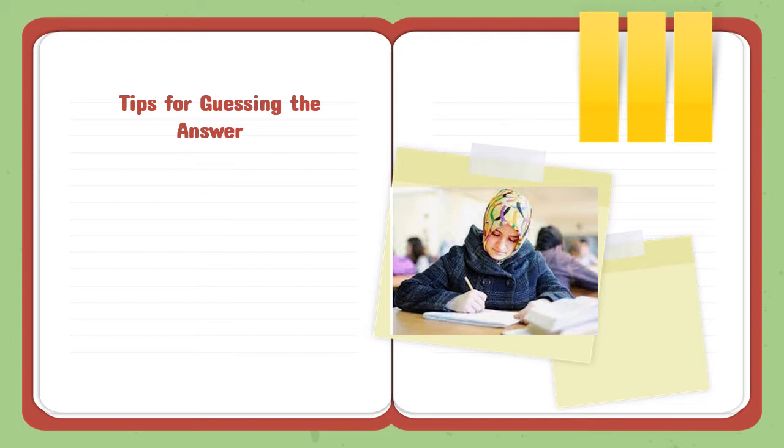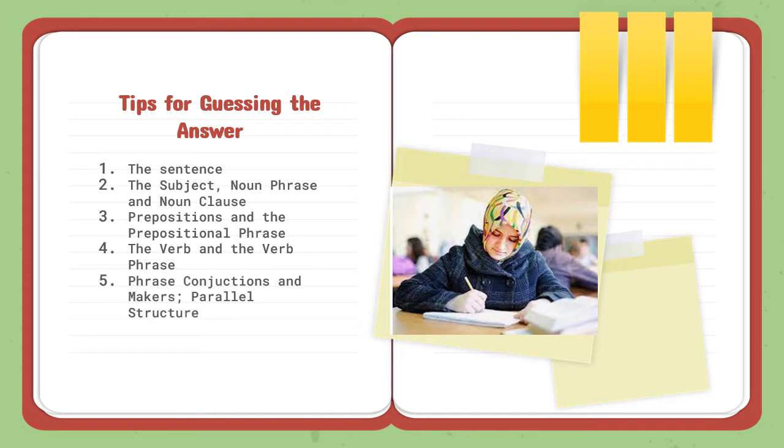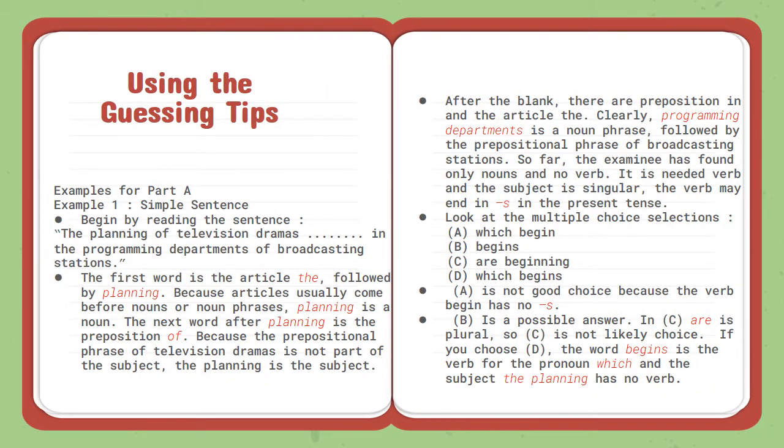Okay, now let's take a look at the tips for guessing the answer. First, we must pay attention to the sentence: the subject, noun phrase and noun clause, prepositions and the prepositional phrase, the verb and the verb phrase, conjunctions and markers, parallel structure, clauses, adjectives and adjective phrases, and also adverbs. Okay, now how to use the guessing tips.